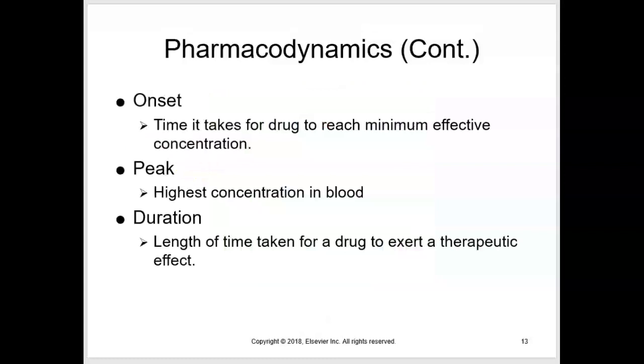Next, we're going to talk about onset, peak, and duration. Onset is the time it takes for a drug to reach minimum effective concentration. So think of it with insulin. Your patient's getting insulin for their diabetes. The onset would be when that insulin starts to actually work and starts to decrease the patient's blood sugar.